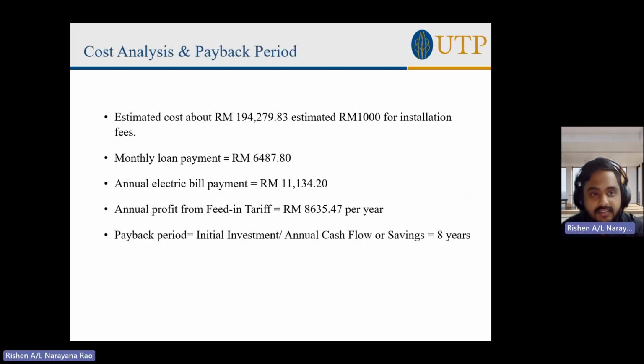For the cost analysis and payback period, the estimated cost is about 194,279 ringgit 83 cents, with an estimated 1,000 ringgit for installation fees. The monthly loan payment would be 6,487 ringgit and 80 cents. The annual electric bill payment would be 11,134 ringgit 20 cents, and the annual profit from the feed-in tariff by TNB is 8,635 ringgit and 47 cents per year.